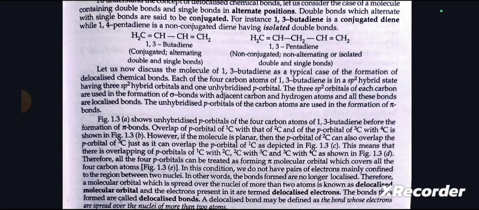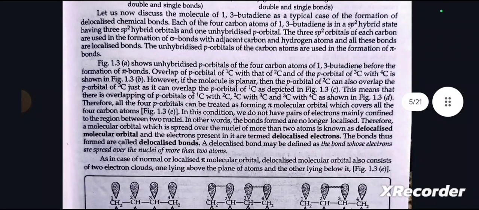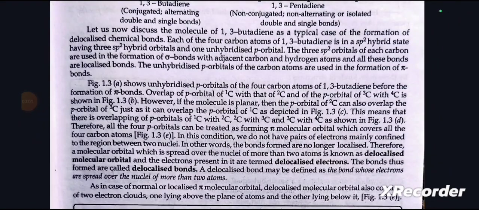The 3 sp2 orbitals of each carbon are used in the formation of sigma bonds with adjacent carbons and hydrogen atoms, and all these bonds are localized bonds. The unhybridized p orbitals of the carbon atoms are used in the formation of pi bonds. Figure 1.3a shows the unhybridized p orbitals of the 4 carbon atoms of 1,3-butadiene before the formation of pi bonds.